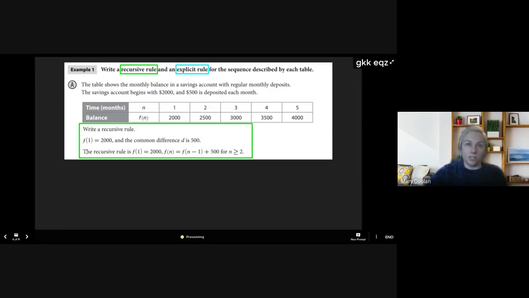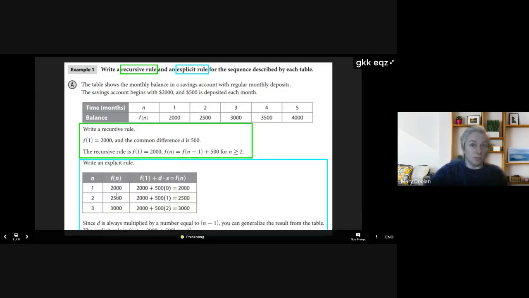And so our recursive rule using this information is f of 1 is equal to 2,000. So we have to define what f of 1 is. And then f of n is going to be equal to f of n minus 1. So it's the function of the term before this term, right? If n is 4, then n minus 1 is 3. If n is 18, then n minus 1 is 17, plus 500 for n greater than or equal to 2. So this is our recursive rule here.